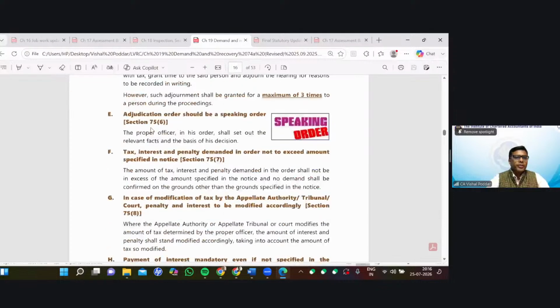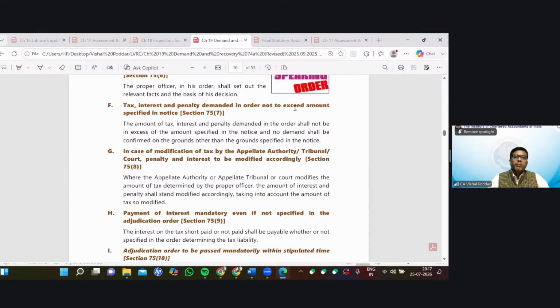Next, adjudication order should be a speaking order. So what it means? It means simply that the adjudication order should mention each and every point in detail. Whatever submissions were given by the taxpayer in their so-called reply, all the submissions should be considered, and considering those submissions properly, then only there has to be an order, and the order should counter each and every submission given by the taxpayer. That order will only be a speaking order. If the order does not comply with this, again the order will fail and it may be struck down by the courts.